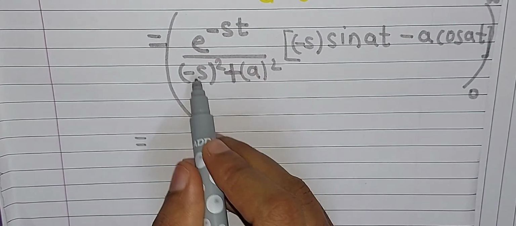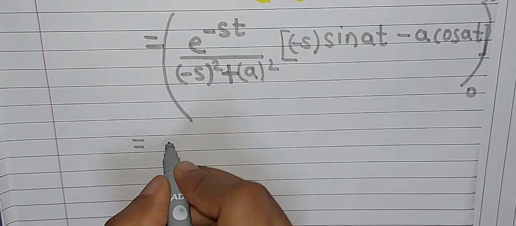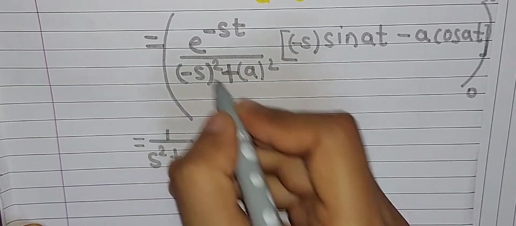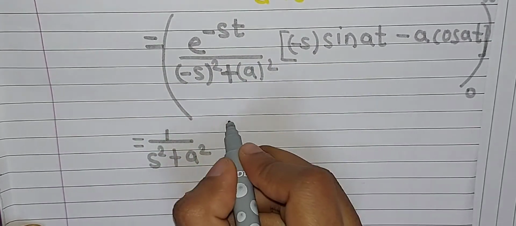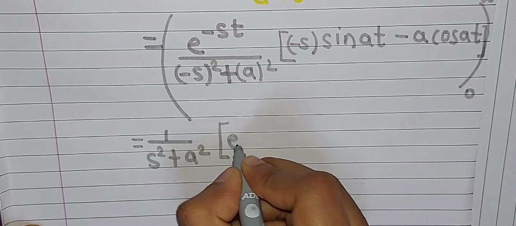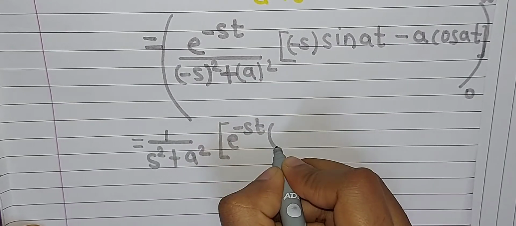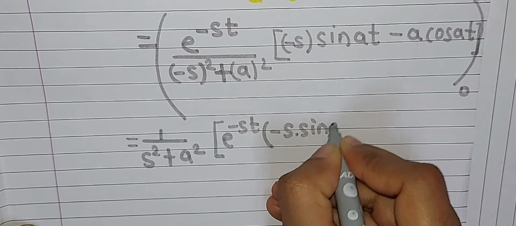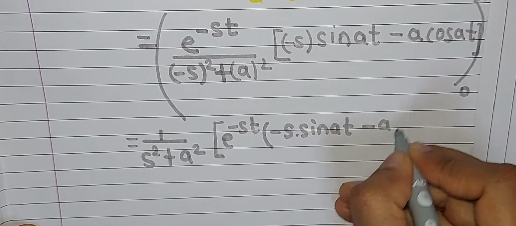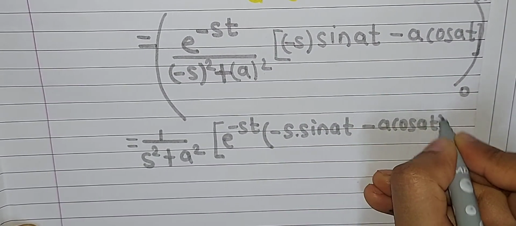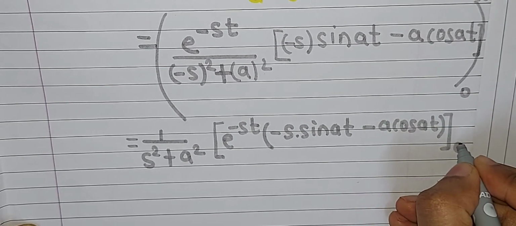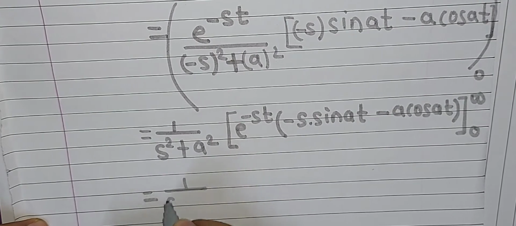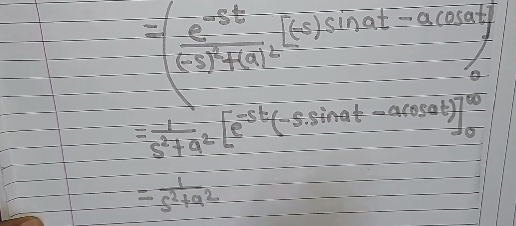Then here we have a constant term. Take this constant term outside of the bracket, so that term is 1 upon s square plus a square, so this is our constant term. Next, this function, that is e raised to minus st into minus s sin at minus a cos at, and it has a lower limit of 0 and upper limit of infinity. Now 1 upon s square plus a square, take it as it is.